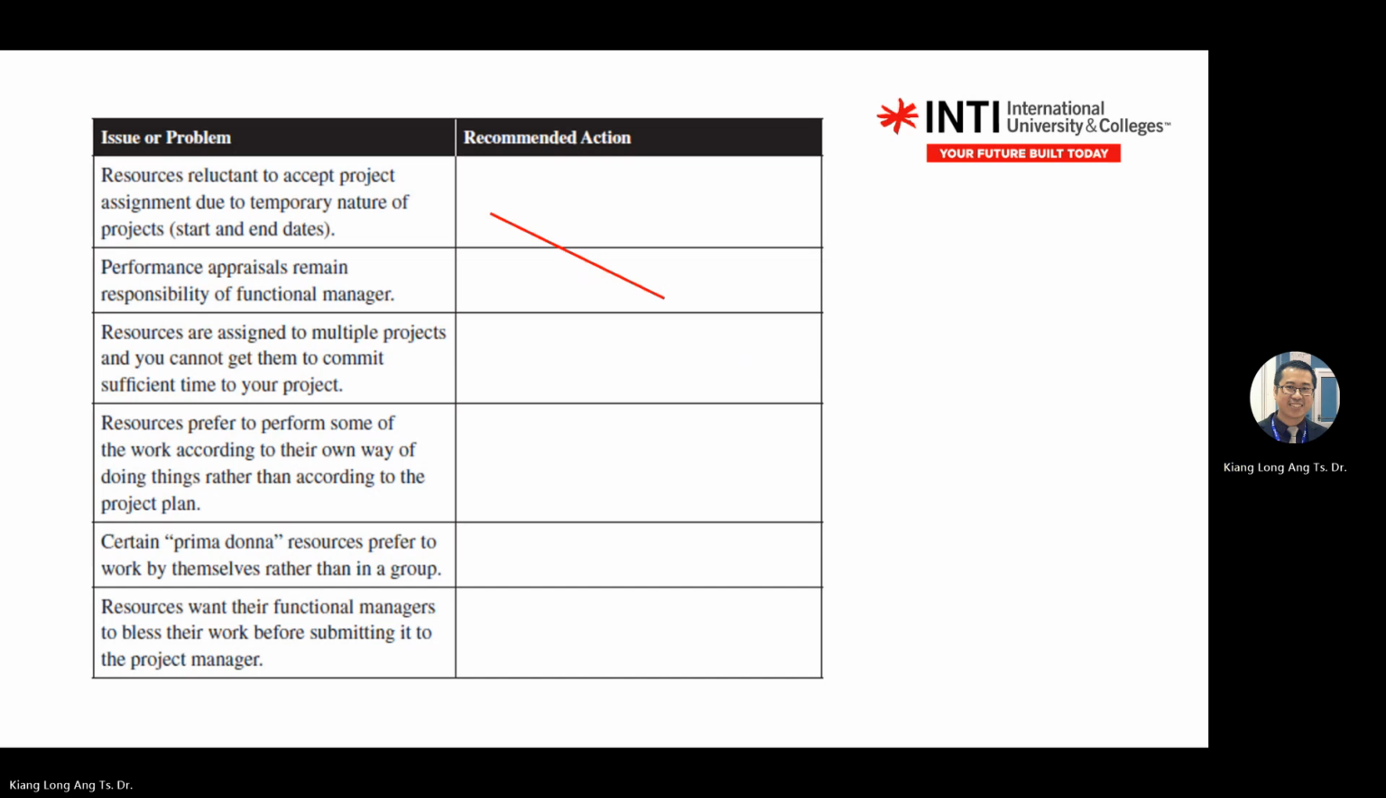Resources reluctant to cooperate with you. Who do you talk to? Customers, sponsors, you talk to yourself, or you talk to your FM? The keyword here is resources. You see resources, go straight to the FM. You don't go to the sponsor.